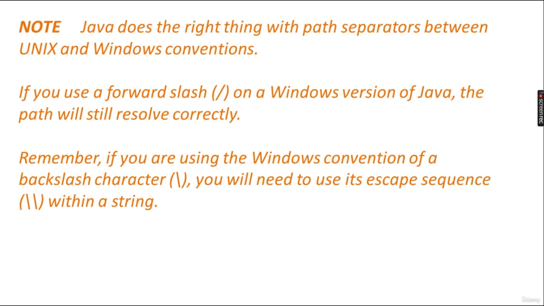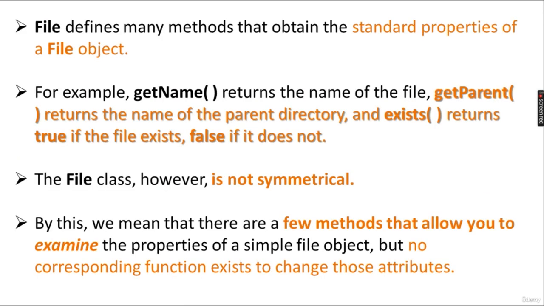Java does the right thing with the path separators between Unix and Windows conventions. You only give the forward slash in a Windows environment. The path will be resolved directly by your Windows environment using the Java compiler. If you are using the Windows convention of the backslash character, you will need to use its escape sequence, a double backslash, within a string. If you give the backslash, you will have to give two slashes.